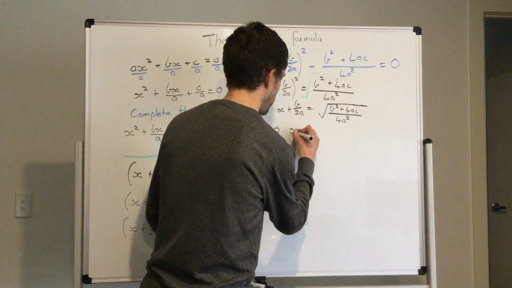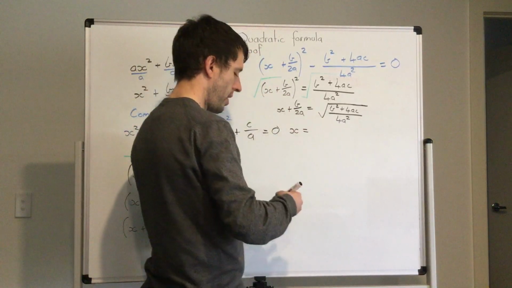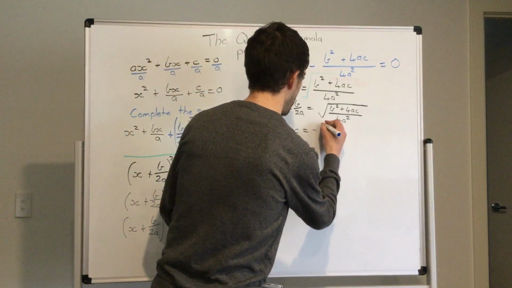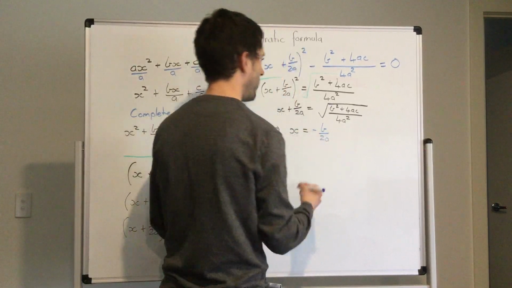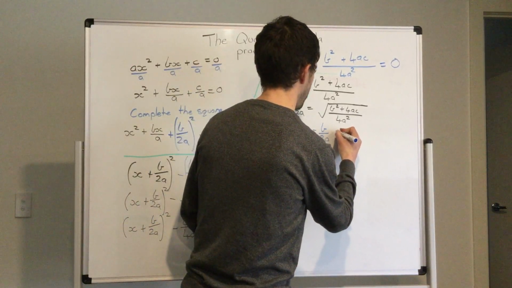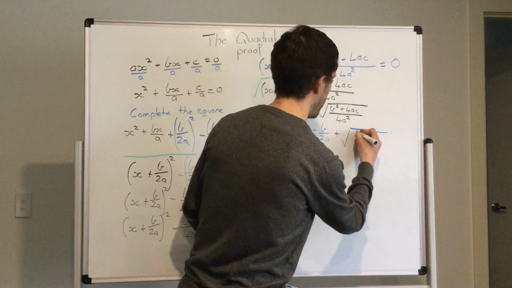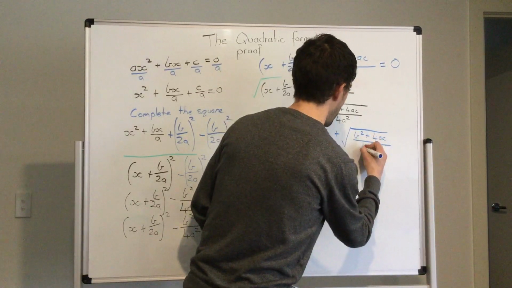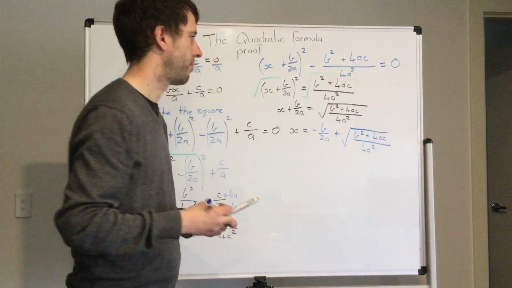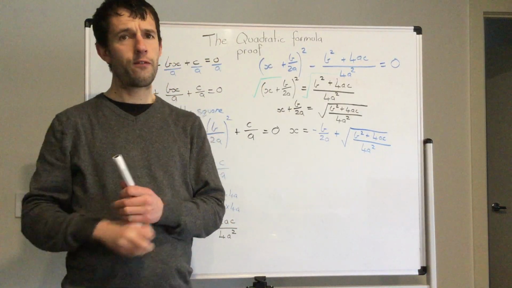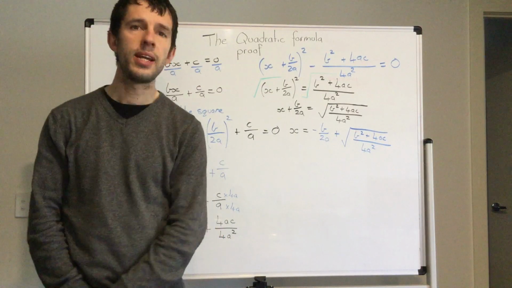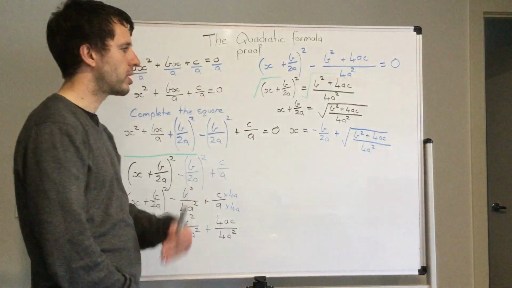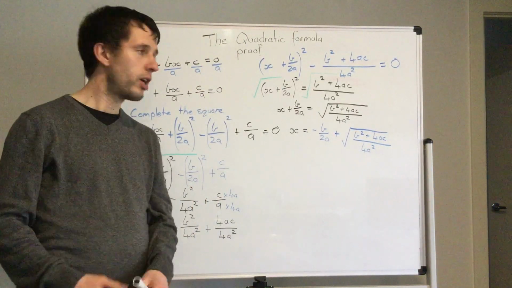x equals, so we're doing take away, so negative b over 2a plus the square root of b squared plus 4ac divided by 4a squared. Sort of looking familiar now? So the next thing that we can do is when we've got the whole thing square root, that just means the top is square root and the bottom is square root. So let's have a go at doing that.